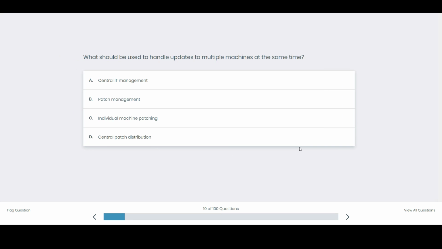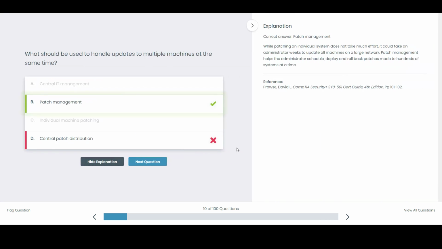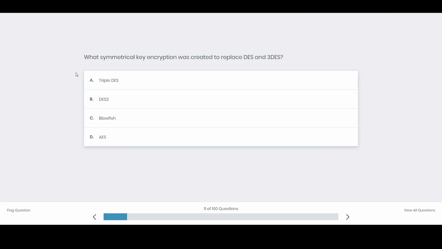All right, let's continue. What should be used to handle updates to multiple machines at the same time? Patch management, individual machine, central patch distribution. I think let's do this one, central. What should be used to handle updates to multiple machines? Oh shoot, patch management. Let's pick this one. How come? It can take an administrator weeks to update all machines on a large network. All right, that's my mistake.